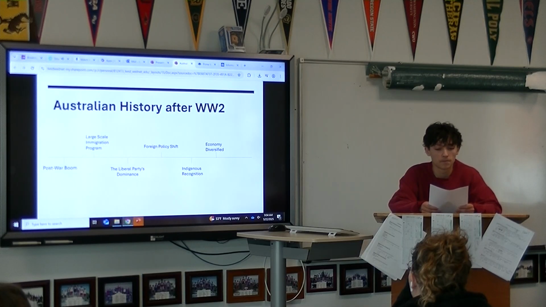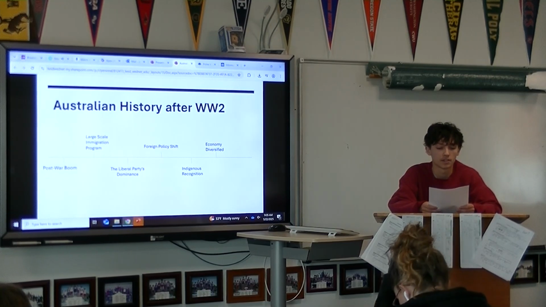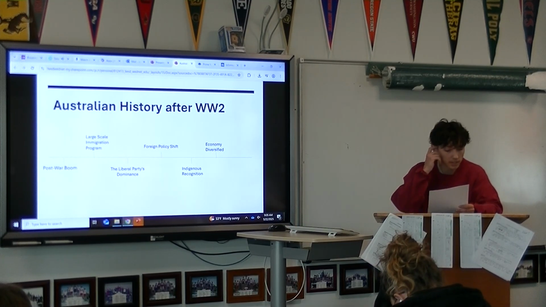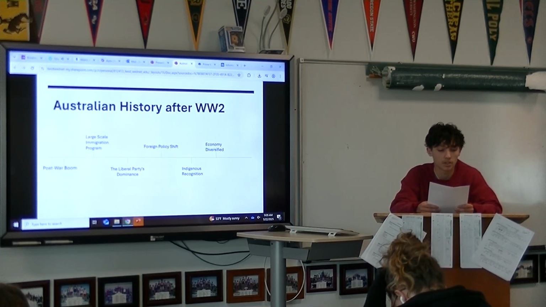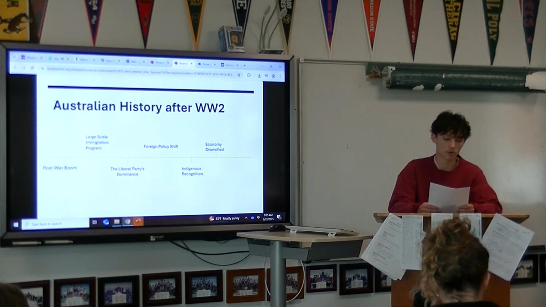Economically, the nation shifted from a primarily agrarian economy to an industrialized one, with significant investments in manufacturing and infrastructure. The period also saw the rise of the welfare state, introducing comprehensive health and education systems. Politically, the era was marked by stability under the Liberal Party's leadership, particularly under Prime Minister Robert Menzies.